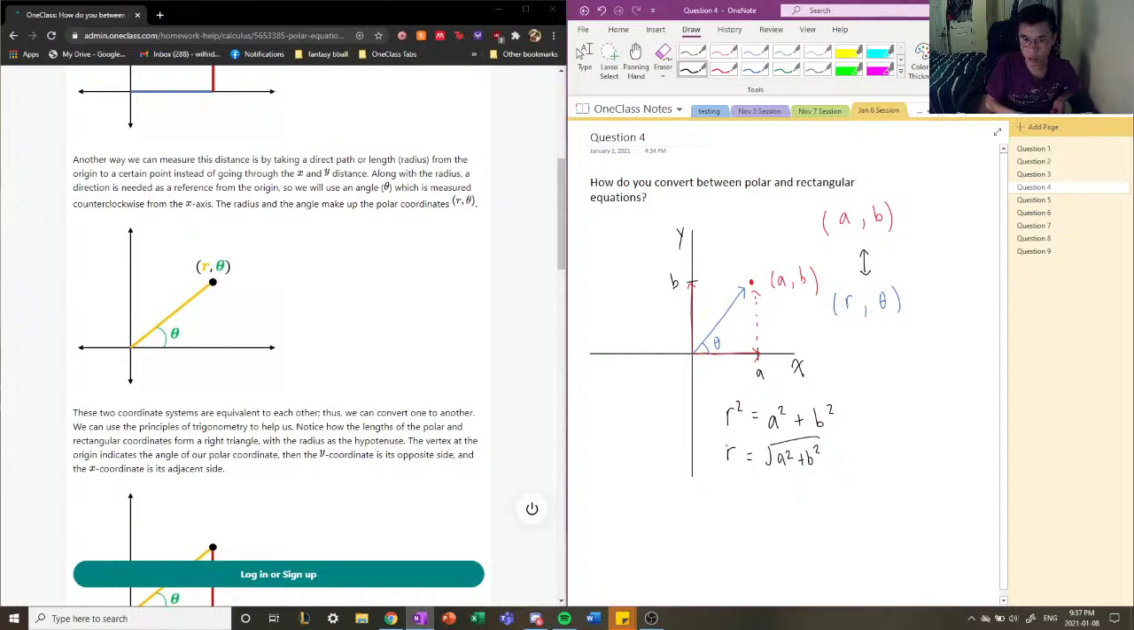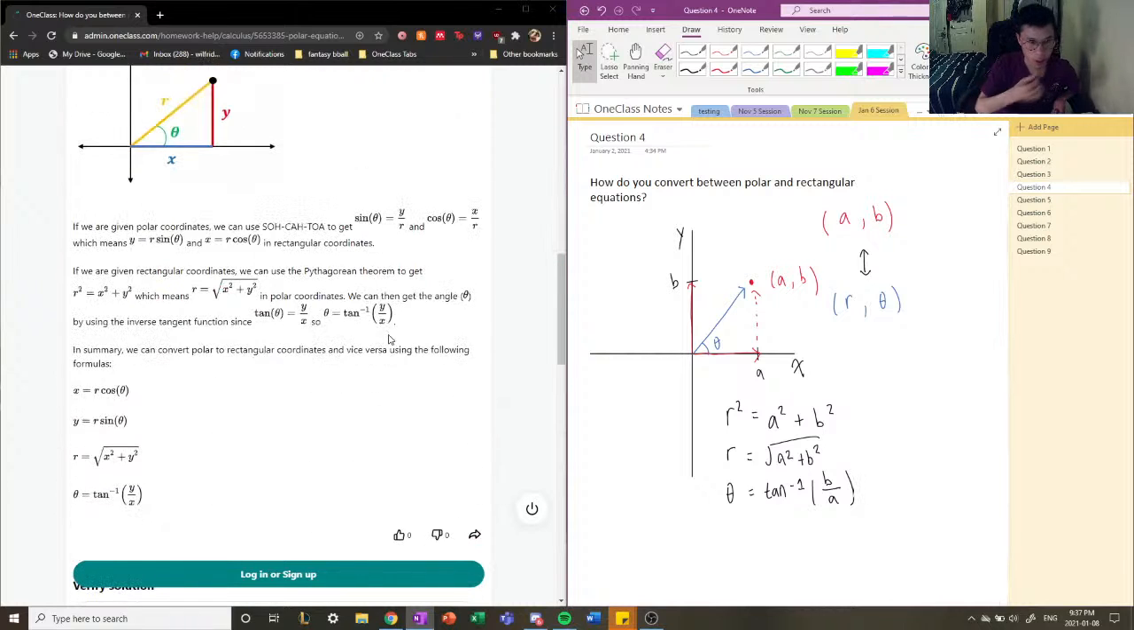But how do we get the angle that this hypotenuse makes with the x-axis? Well, that's pretty simple. We can use our trigonometric functions to do so. Basically, we can use the tangent function, or the inverse of the tangent function, to find this angle, which states that the tan inverse of the opposite side divided by the adjacent side is the angle that this hypotenuse makes with the x-axis. Okay, so that is how we convert from rectangular to polar.